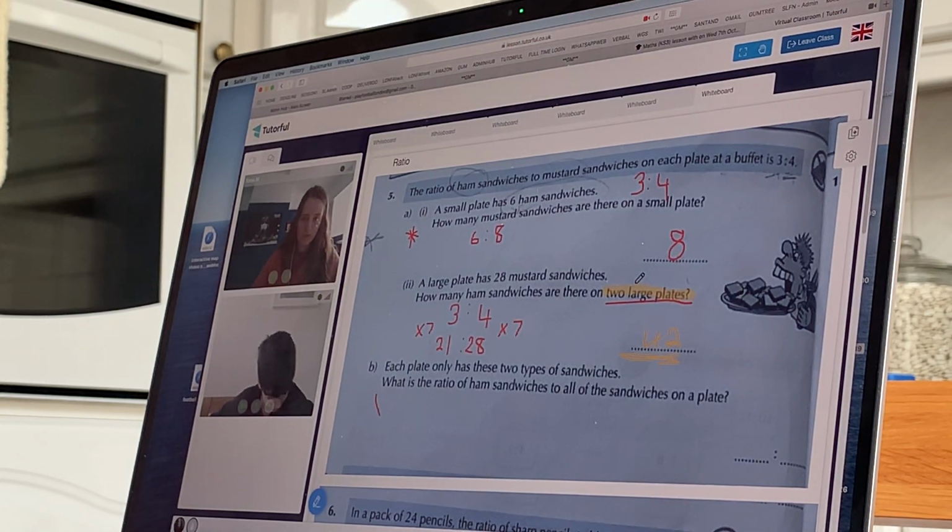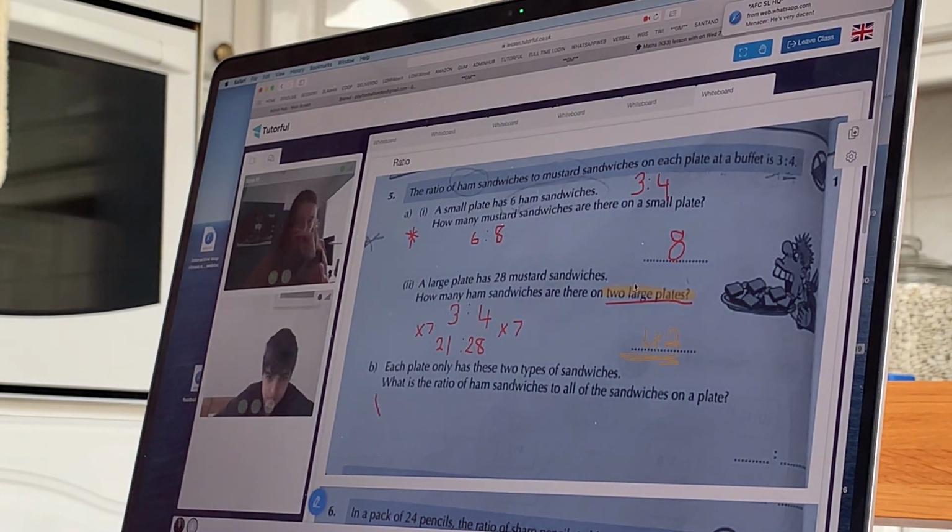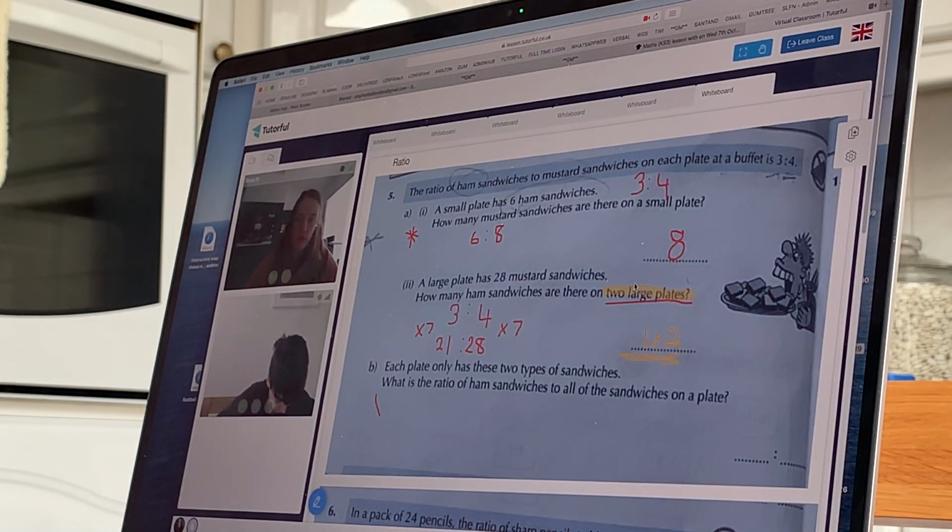And question 6. In a pack of 24 pencils, the ratio of sharp pencils to blunt pencils is 3 to 1. How many of the pencils in the pack are sharp? So we might have to do part A and then work out part B, looking at this question. So let's just start with part A. In a pack of 24 pencils, the ratio of sharp to blunt is 3 to 1.